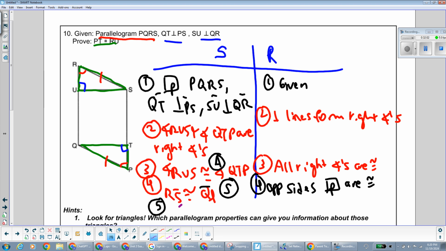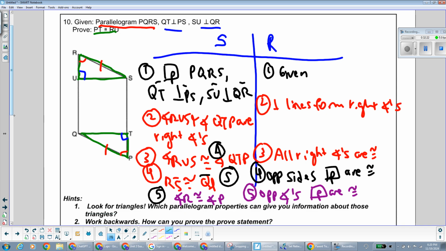And then we have angle R congruent to angle P. And we know that because opposite angles of a parallelogram are congruent. And that gives us our last A for AAS. I know here in the proof, we put it in an angle, side, and an angle. It doesn't matter the order that you put it in the proof. What matters is the order it's actually in the triangles.